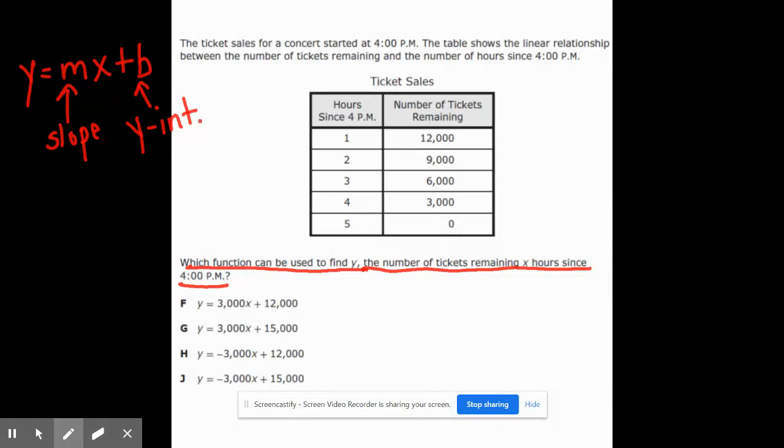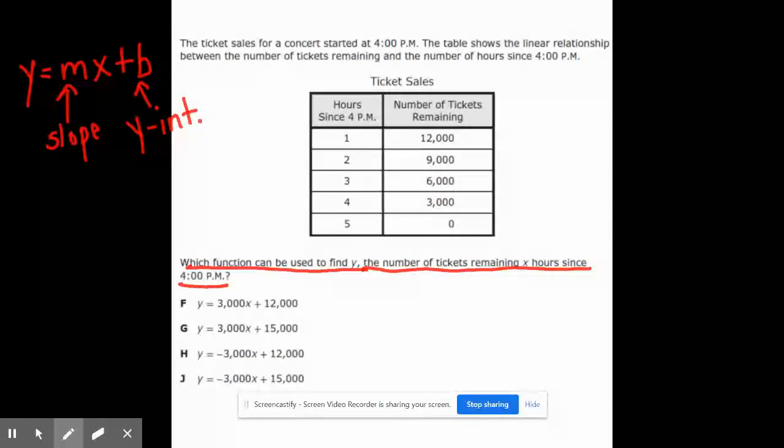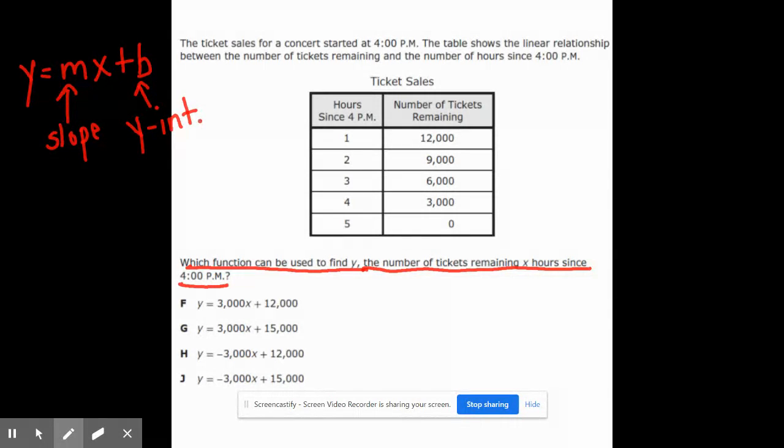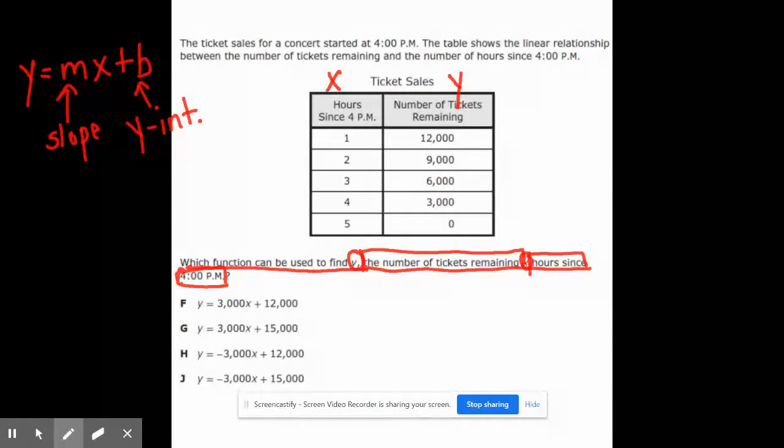All right, so now that we have our formula, let's go ahead and label our table. The first thing we're going to do is decide which side is the x and which side is the y. For that, we can look at our question. They told us that y is the number of tickets remaining. We can see that is on the right side, so we'll label that with y. And then x is the number of hours since 4 p.m., so we'll put that on the left as our x. So that's going to be our first step.